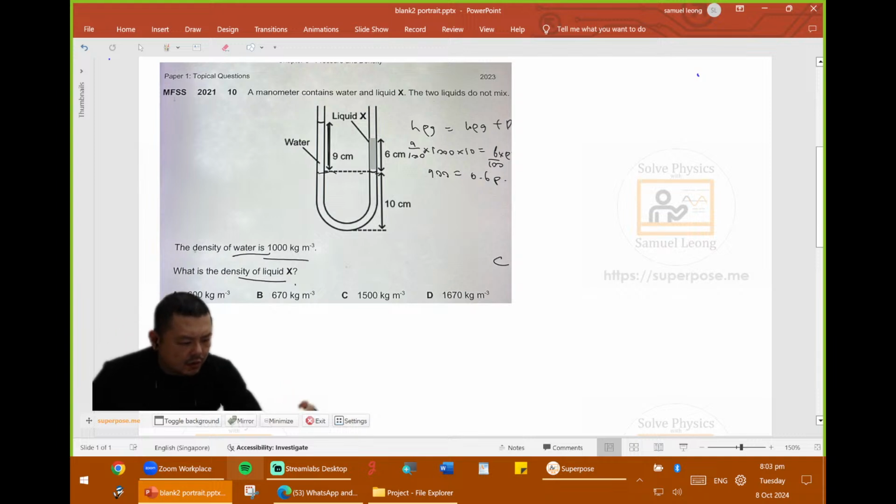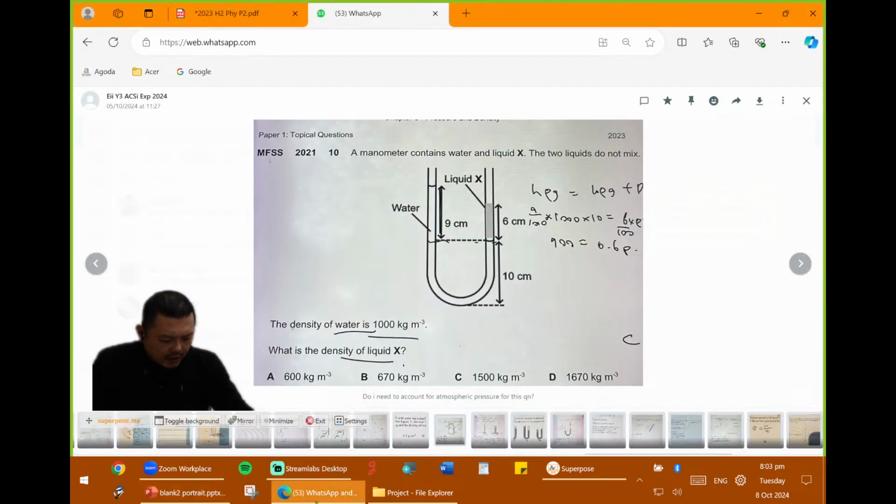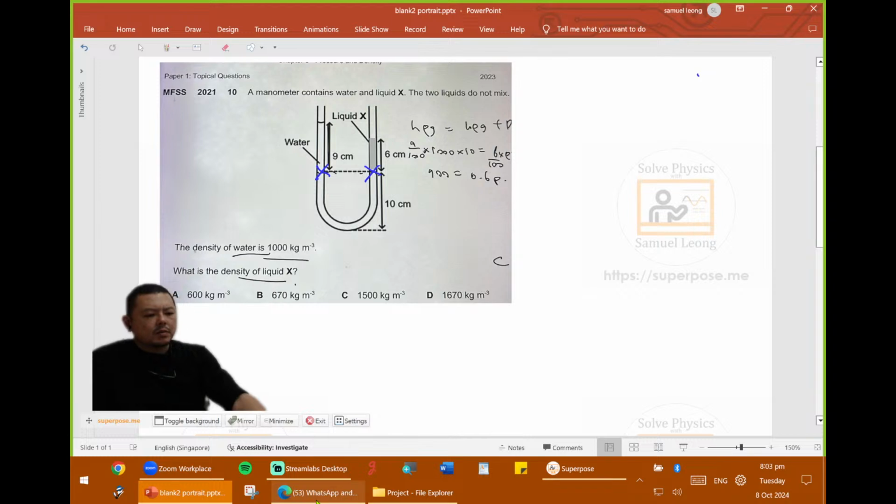You did try to do same liquid, same level, same pressure, I believe. Did you try to ask me about atmospheric pressure? So the answer is no. You don't have to account for atmospheric pressure because atmospheric pressure is acting on both sides, right? So they cancel out.